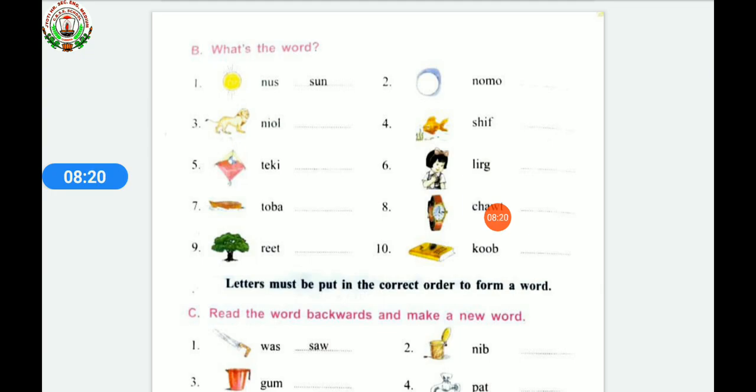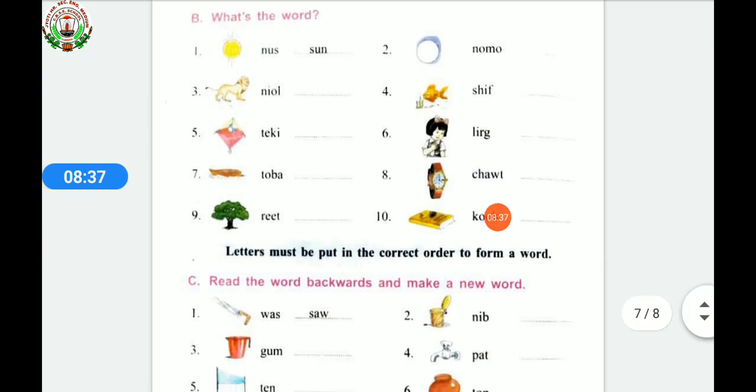Again, write the correct order to form a new word, that is a boat. What is the correct spelling? BOAT, boat. Eighth one is the picture of a watch. What is the spelling of a watch?